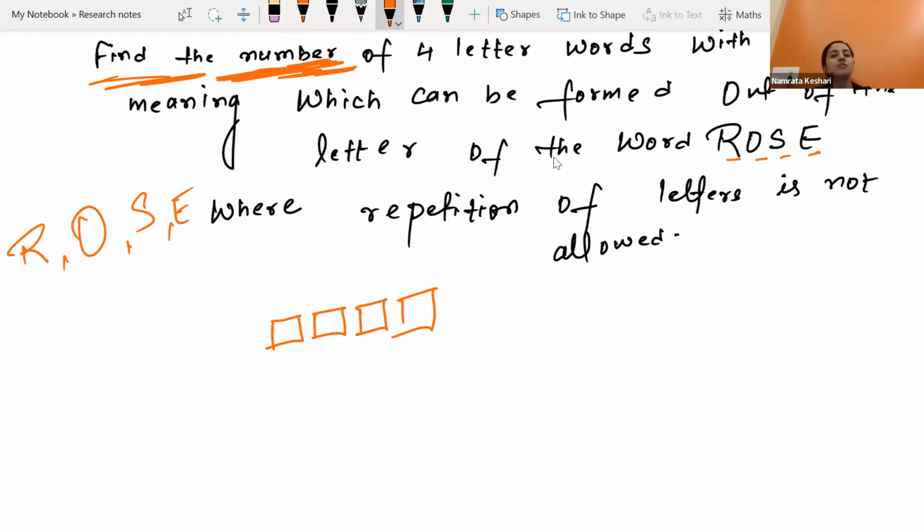While solving the question, we will be using one logic: to fill this first place, how many possible cases, how many possibilities do we have? How many letters do we have in hand to fill the first place? Who will say, to fill this first blank space, how many possible letters do we have in hand? Ali and Alina, yes, anyone?